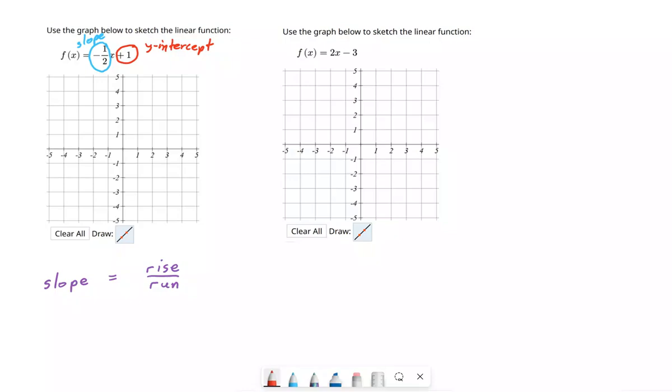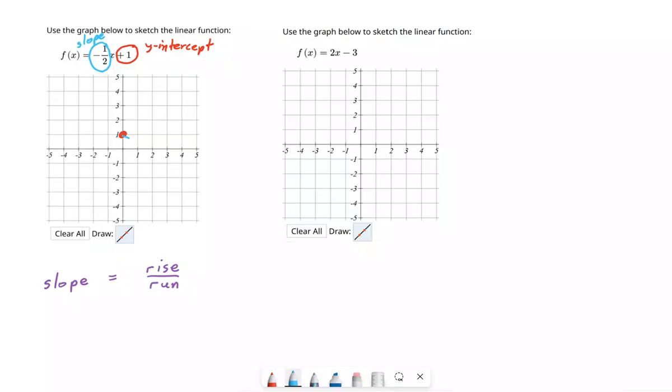Plus 1 is the y-intercept. So I'm going to just put a dot right there at y equals plus 1. It's right on that middle line. And when I look at slope, negative 1/2 means down 1 over 2. And I'm talking about over 2 to the right.